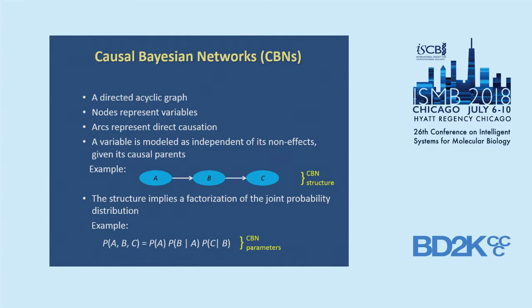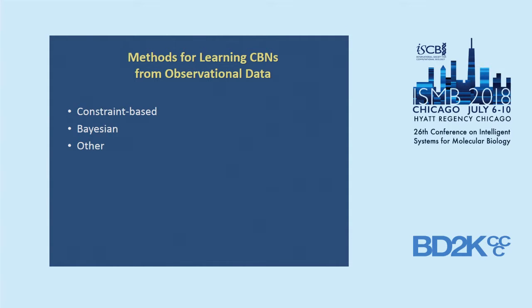This structure implies a factorization of the joint probability distribution. So in these three variables, the joint of A, B, and C is the probability of A times the probability of B given A times the probability of C given B. And notice that last term, when we condition on B and not on A and B, because the model is telling us that C is independent of A given B. So the factorization is simpler than the full joint.